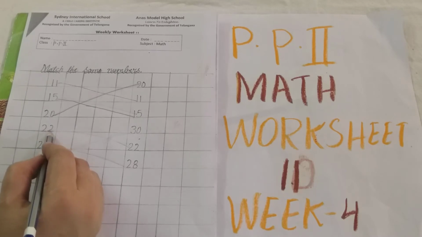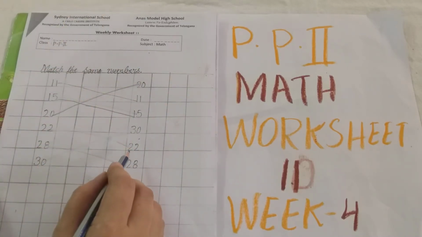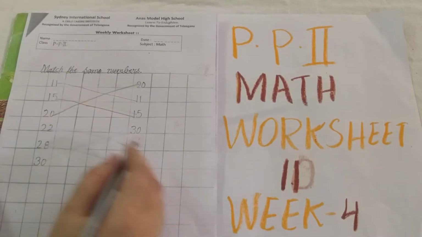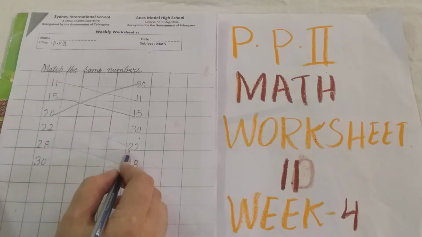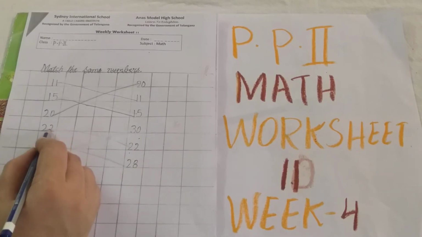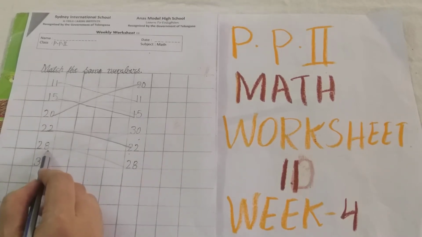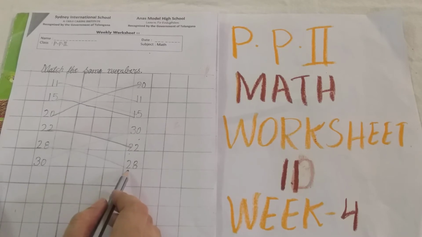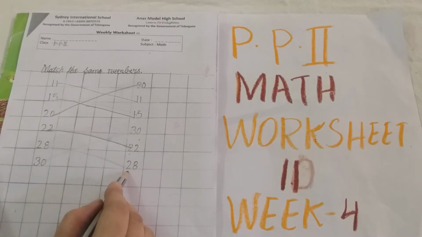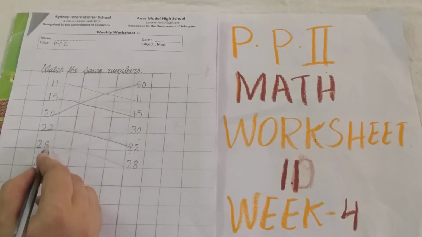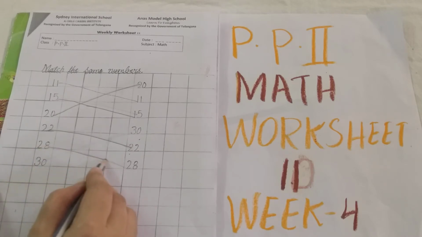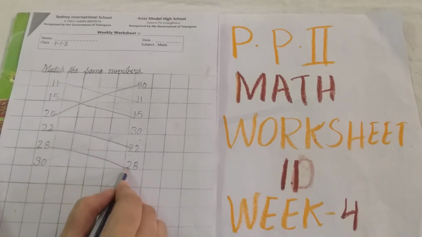2, 2, 22. One more 22. You have to check and you have to match over there. Here is the 22. Now you have to match over there. 2, 8, 28. Where is one more 28? There you have to match. Here is the one more 28. Now 2, 8, 28. Here you have to match.